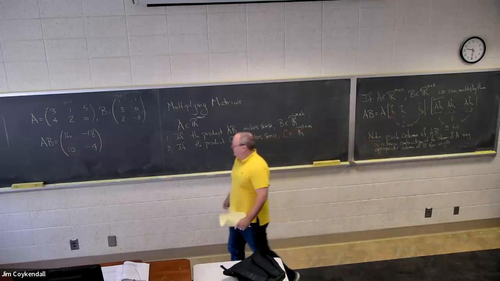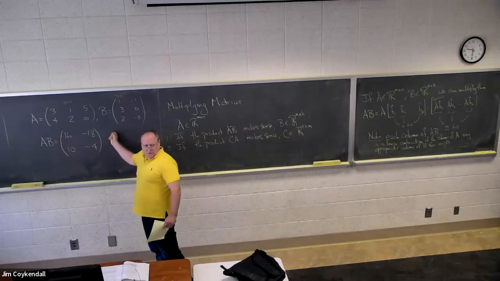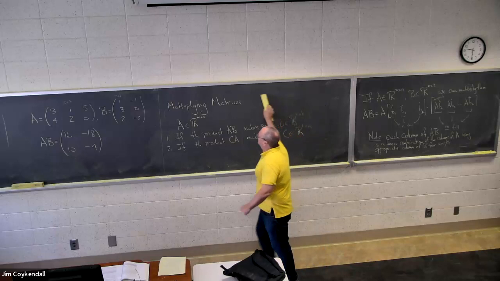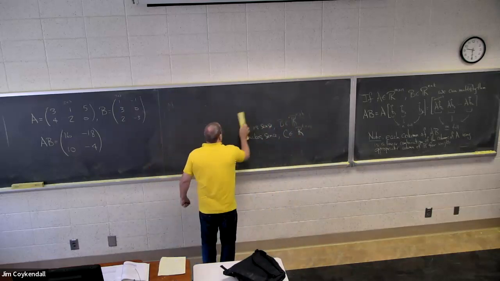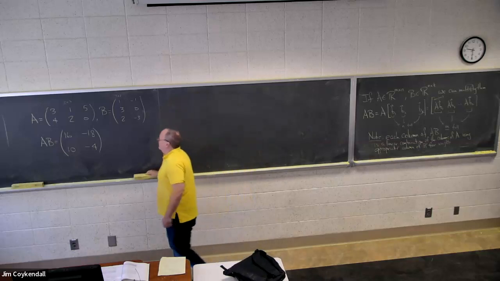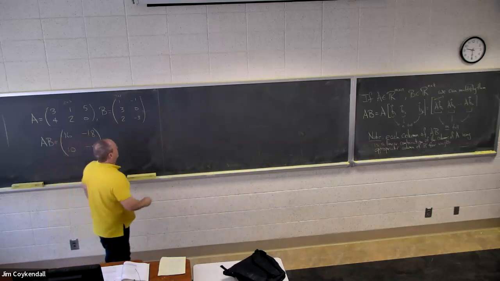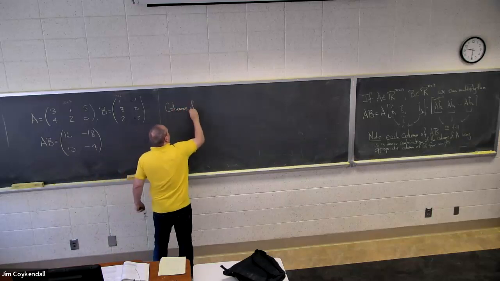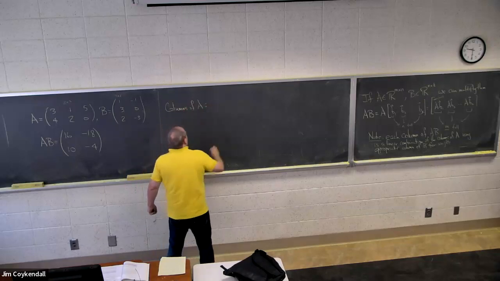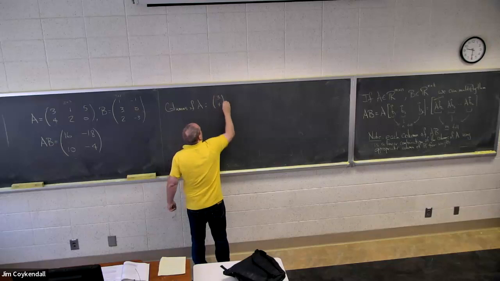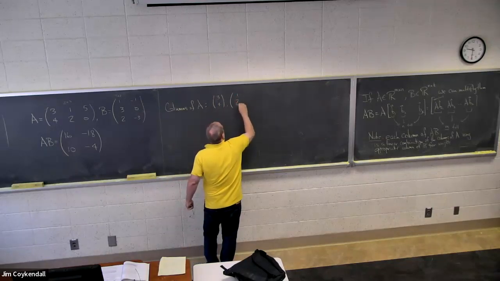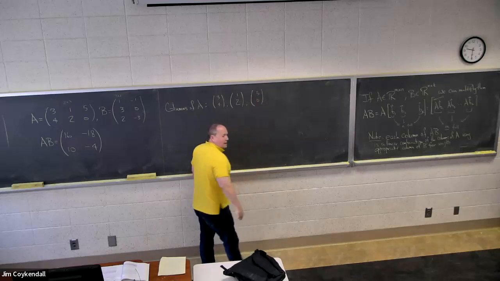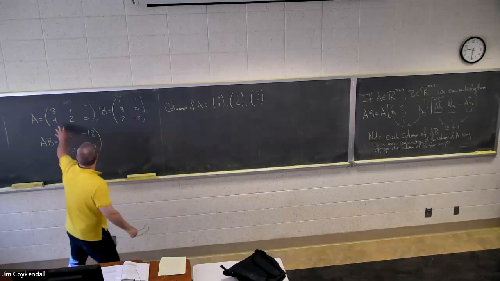Now, let me go back to this example here and try to show you what I mean by that statement. What do I mean by linear combination of columns of A? So let's see what we've done here. The columns of A, what are they? They are the vector 3, 4, the vector 1, 2, and the vector 5, 0. Everybody okay with that? So I'll just pluck off the columns of A.